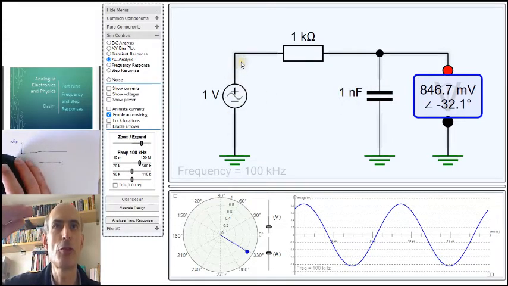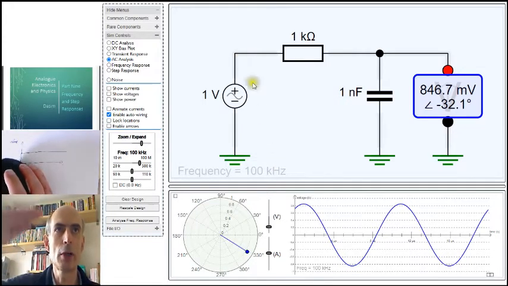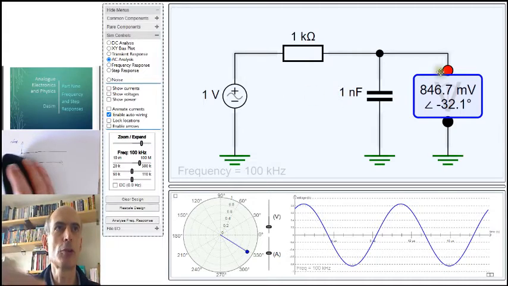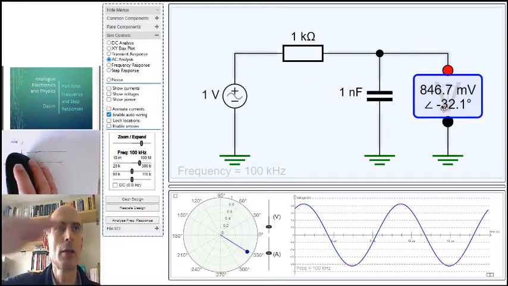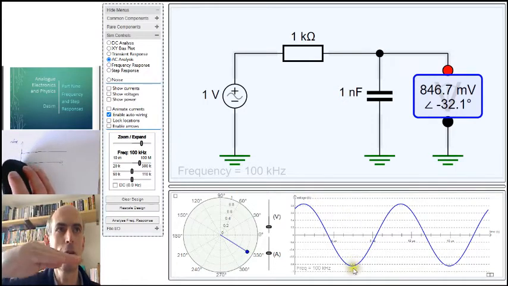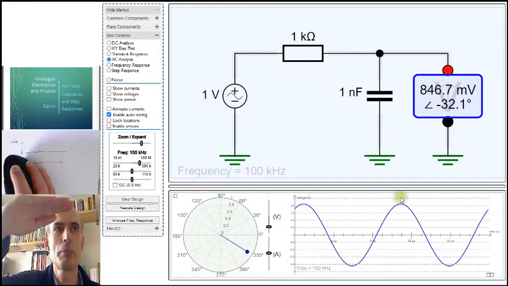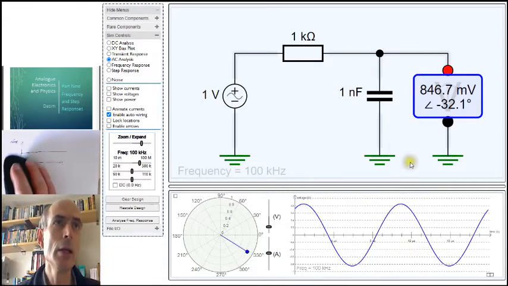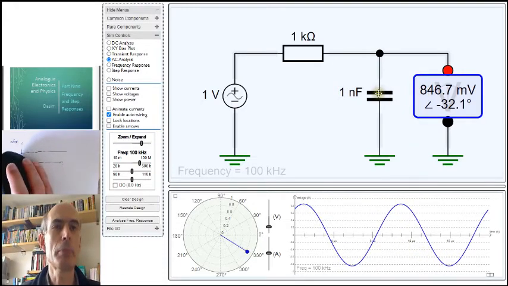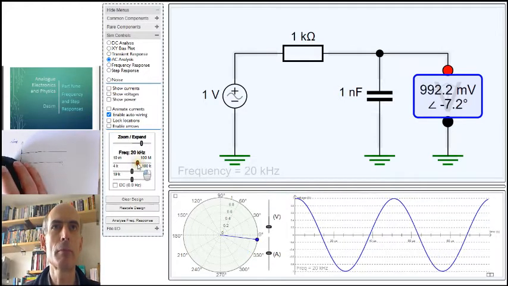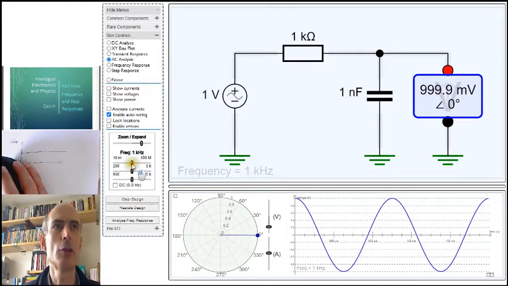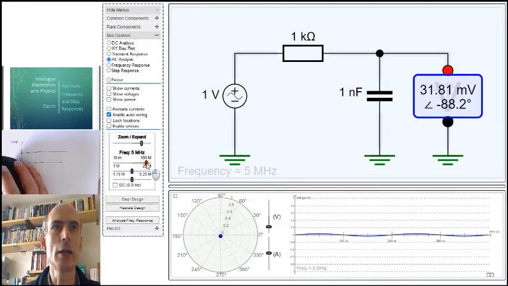So the voltage there is oscillating between plus 1 volt and minus 1 volt, going up and down like this. And the voltage across my capacitor is going from plus 846.7 millivolts to minus 846.7 millivolts, up and down as well. But the amplitude across the capacitor is a function of the frequency. If I change the frequency, it changes. It goes up at lower frequencies, and at higher frequencies, it goes down.